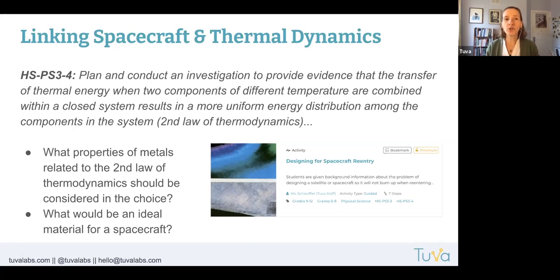So we could explore questions like what properties of metals relate to the second law of thermodynamics that we should consider when we're making a choice of what metal to use when designing our spacecraft, or what would be an ideal metal based off these different properties that relate to the second law of thermodynamics.